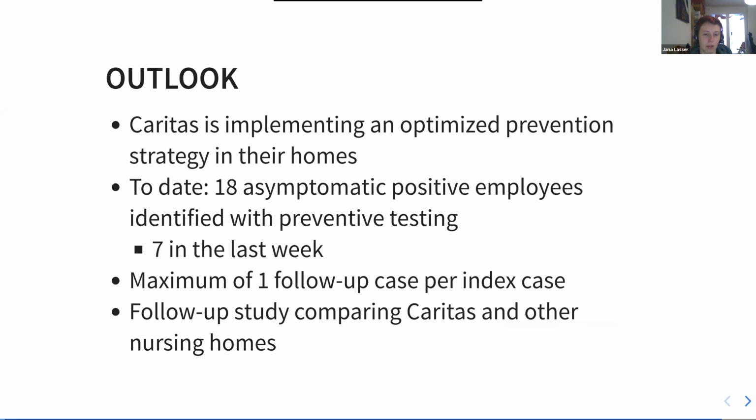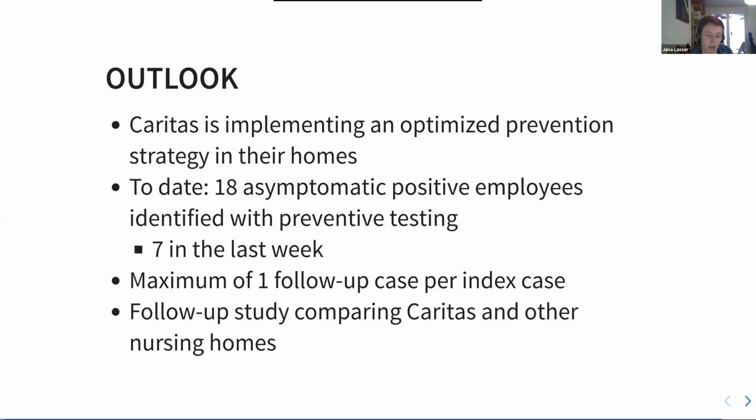And then I also want to give you an outlook, or a bit of an impression, of what is happening right now. As I already said, the Karitas is at this moment implementing an optimized prevention strategy based on the results we have from our simulation in their homes and rolling it out to more and more homes. In the last weeks, using this preventive screening strategy, they've already identified 18 asymptomatic positive employees. Of those, 7 alone in the last week.